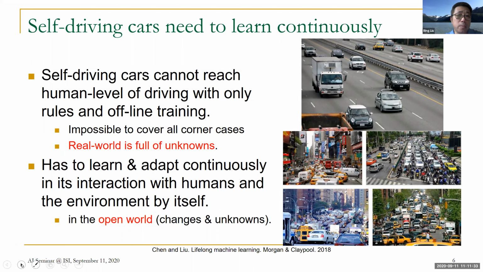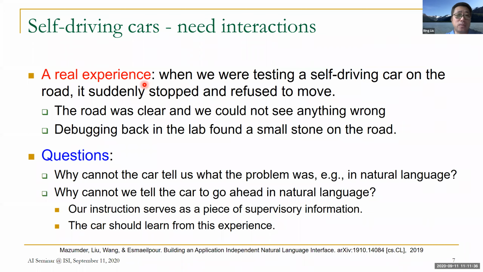I have a real experience which is quite interesting. When we were testing a self-driving car on the road, the road was actually quite empty, with only a few cars. Suddenly the car stopped and refused to move. We looked around everywhere and didn't see anything obstructing or dangerous. The car was in the middle of the road, with nothing in front of us. When we went back to debug, we found there was a small stone on the road, one of the sensors detected it, and the car just wouldn't move.